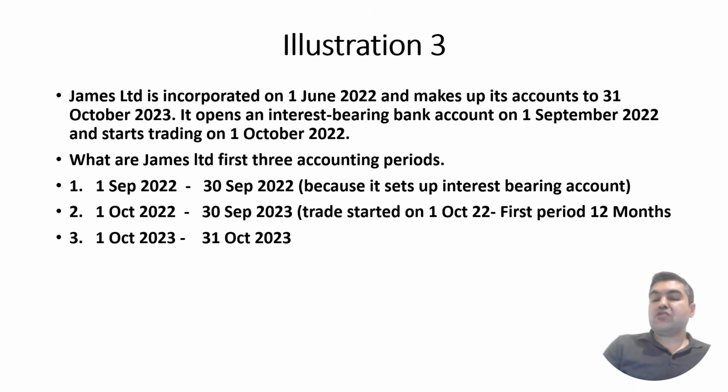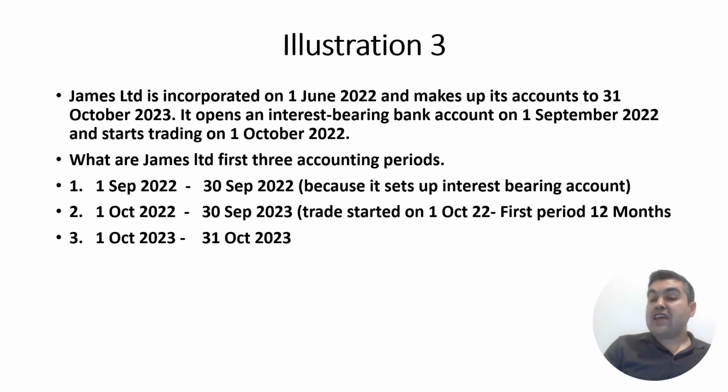If you have seen my other videos on introduction to corporation tax, in this one I explain when an accounting period begins and when it ends. An accounting period begins when a company acquires a source of income. So in this case, incorporating a company does not cause an accounting period to begin. However, an accounting period will begin when James Limited opens an interest-bearing bank account, because it's a source of income. So accounting period will begin on 1st of September 2022.